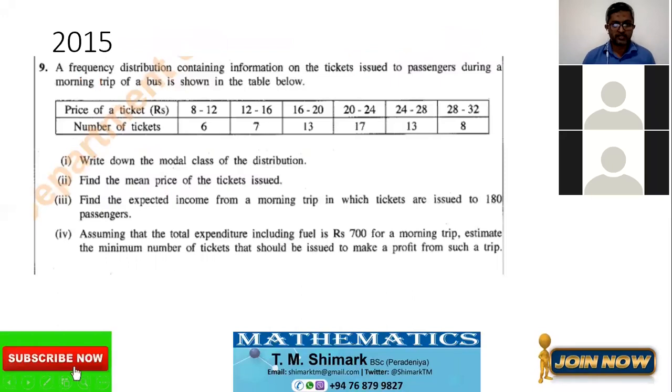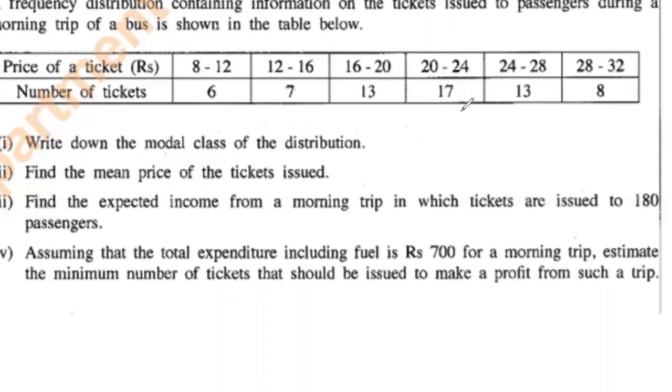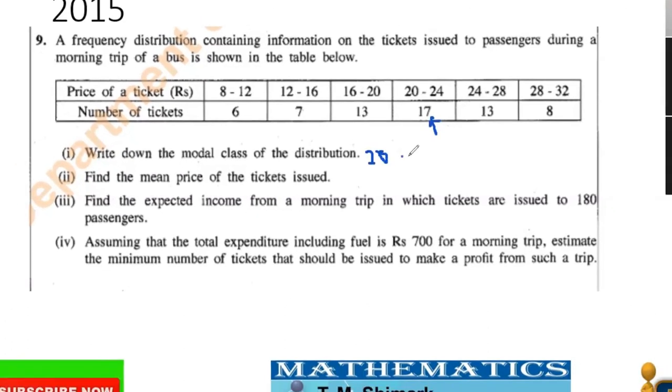A 2015 question says: a frequency distribution containing information on the tickets issued to passengers during a morning trip of a bus is shown in the table below. Write down the modal class of the distribution. Mode is the answer which has the most frequency. That means 17. The class is going to be 20 to 24. So the first answer is 20 to 24, right?